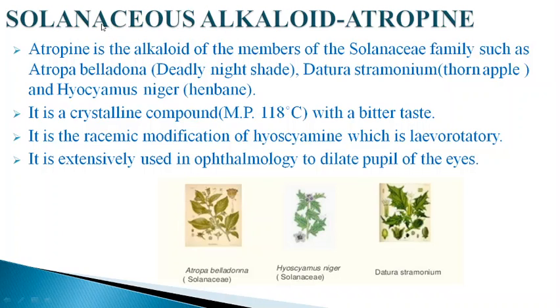Atropine also belongs to the Solanaceae class or Solanaceous alkaloids according to one of the classifications, because it is an alkaloid of members of the Solanaceae family such as Atropa belladonna, Hyoscyamus niger, Datura stramonium. It is a crystalline compound. Melting point is 118 degrees centigrade with a bitter taste. It is the racemic modification of hyoscyamine, which is levorotatory. It is extensively used in ophthalmology to dilate the pupil of the eyes.